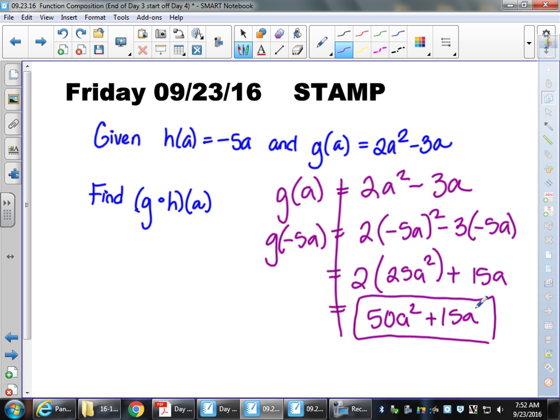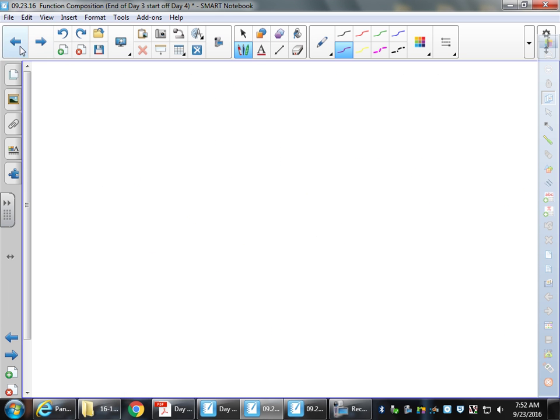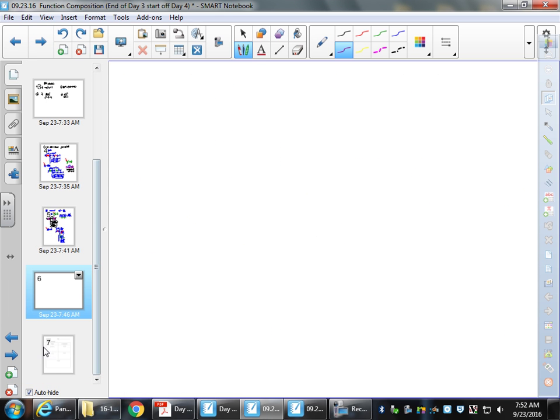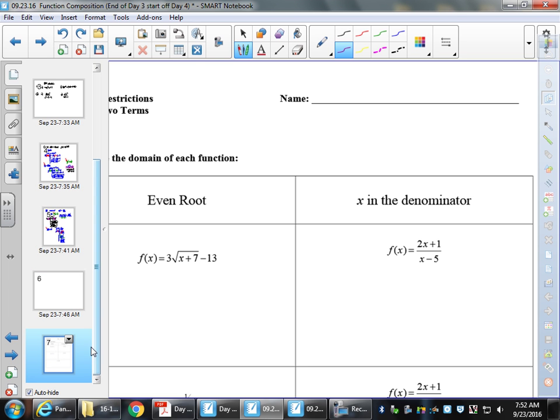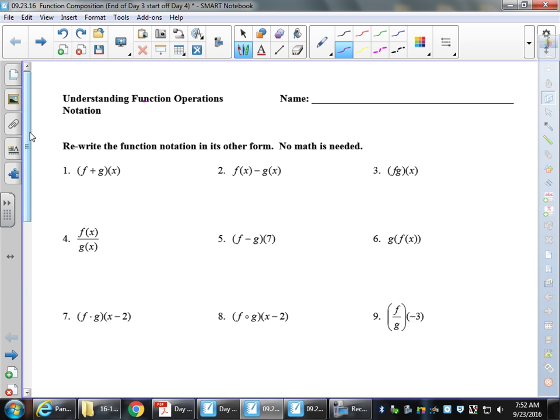Okay, before we do some more practice, this little half sheet is a really nice way of us getting all of our notation in the same place. So let's talk about this little half sheet real quick. Take a second. The directions are rewrite the function notation in its other form. No math is needed. So this is purely an exercise in rewriting in different forms.